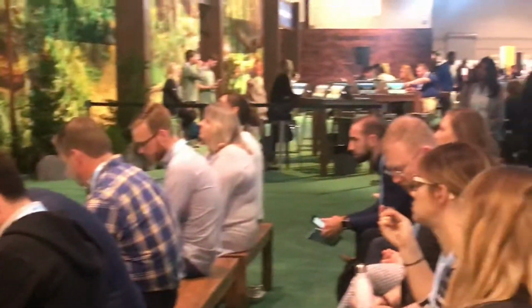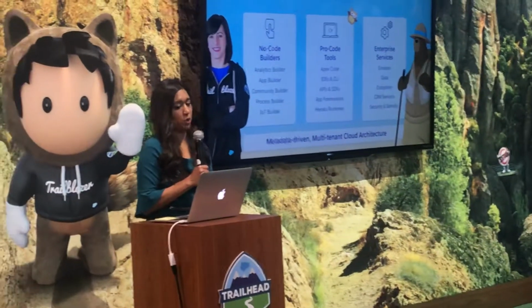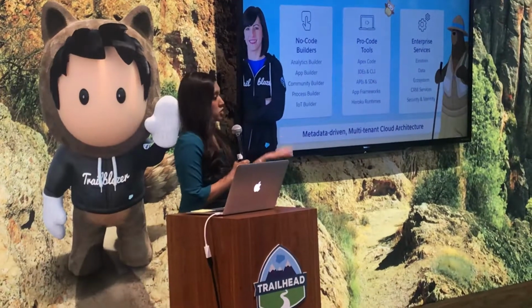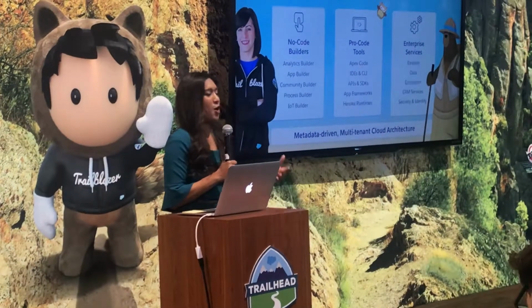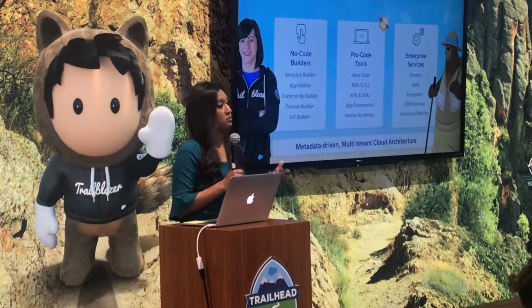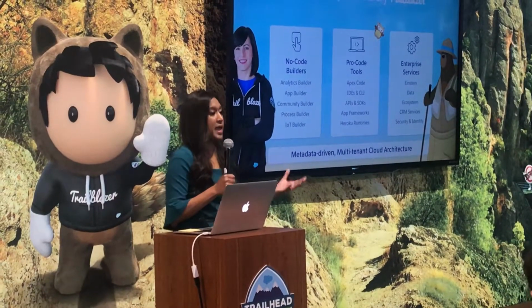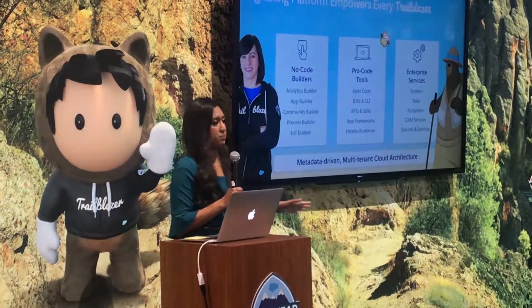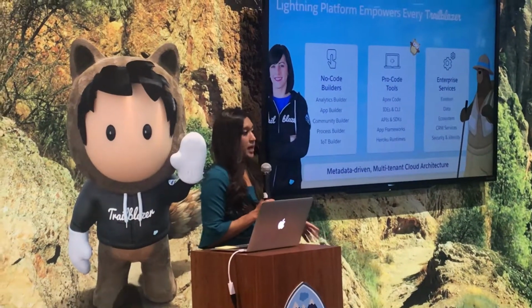When we think about building an app, we think of it in three separate buckets of tools that you can use. Our first is our no-code builders. So these are things that already come with our Salesforce org, like Process Builder, which I'll show and go over today. Also our pro-code tools, like Salesforce DX or CLI, which integrates very easily with Visual Studio. And also our enterprise services, which help you enhance and extend your apps, like Einstein Platform Services, which we'll also have a chance to look at today. And this is all done in a metadata-driven multi-tenant cloud architecture.